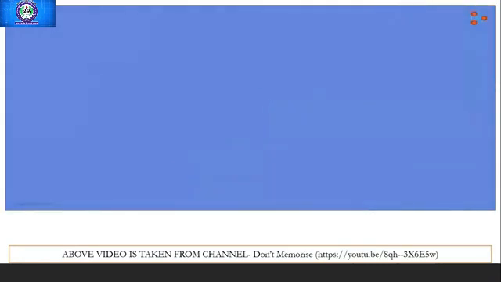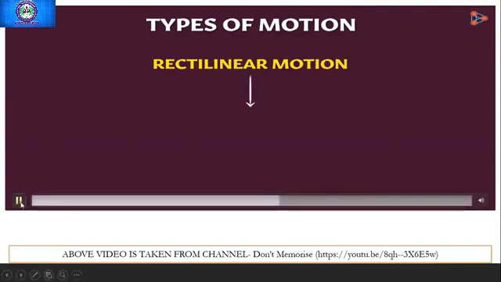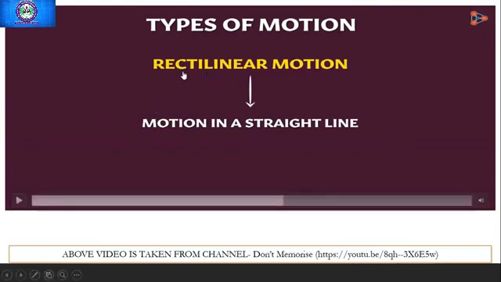Let's discuss the different types of motion now. The simplest type of motion is called rectilinear motion. Notice that there is the word line in there. So we define this type of motion as motion in a straight line. In rectilinear, linear, L-I-N-E-A-R, means anything which is moving in a straight line. Right? So the word itself indicates that any motion in a straight line is known as rectilinear motion.